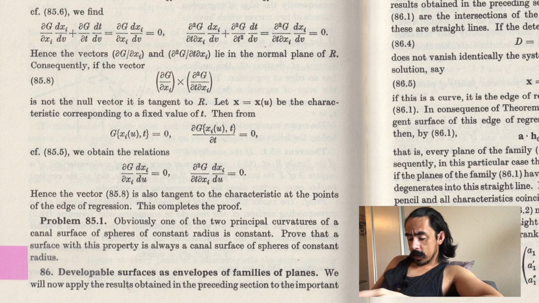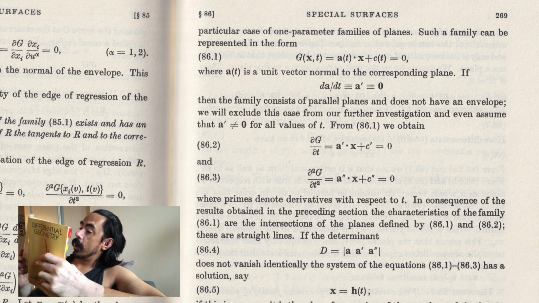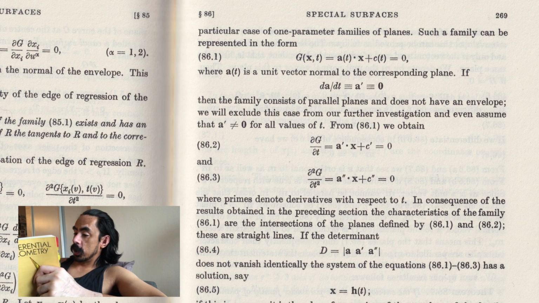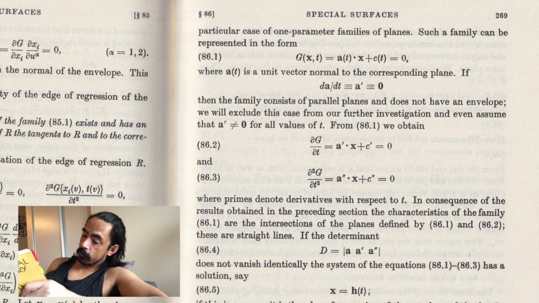Section 86. Developable surfaces as envelopes of families of planes. We will now apply the results obtained in the preceding section to the important particular case of one-parameter families of planes. Such a family can be represented in the form where we have a function capital G in terms of a vector x and then a scalar parameter t. And this function capital G is equal to the scalar product of the vector a in terms of t with the vector x, plus the function lowercase c, which is in terms of t.